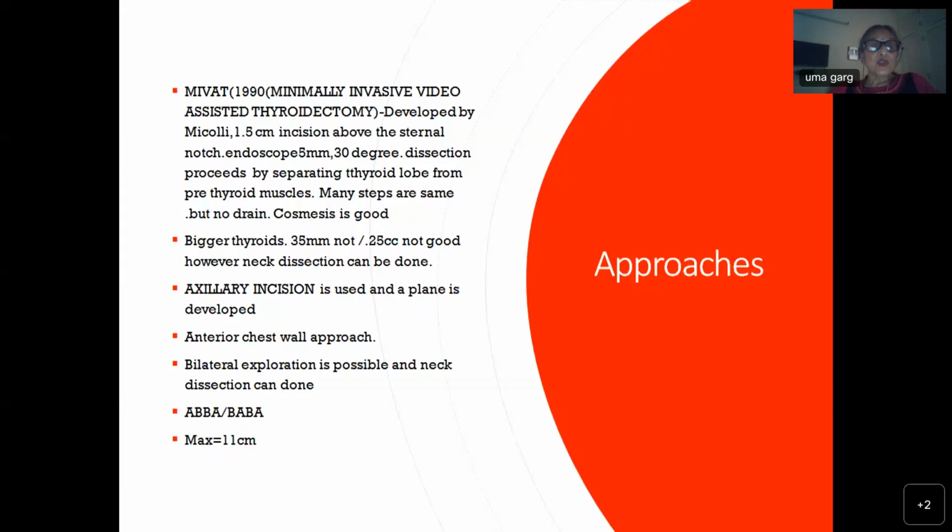Axillary incision is used and the plane is developed. Anterior chest wall approach is there. In the anterior chest wall approach, we have two: ABBA or BABA. Both these mean bilateral axillo-breast approach. And this is the anterior chest wall approach.